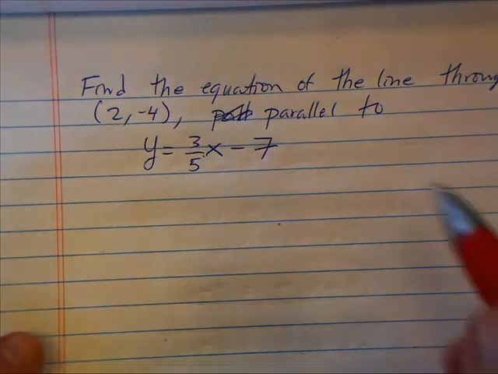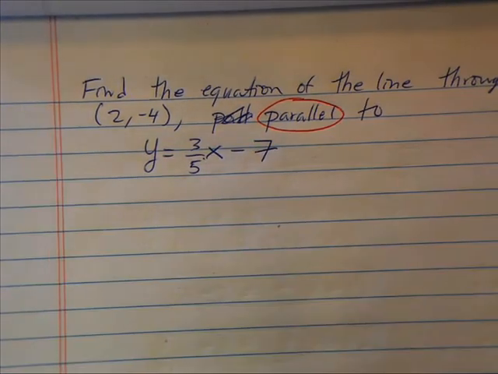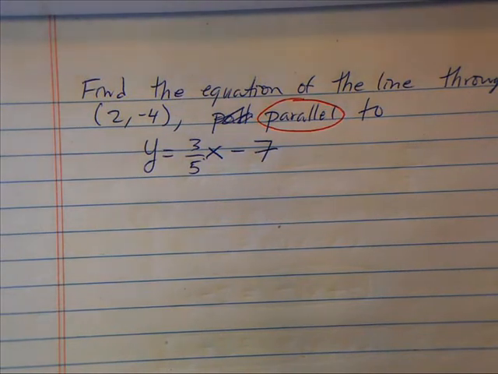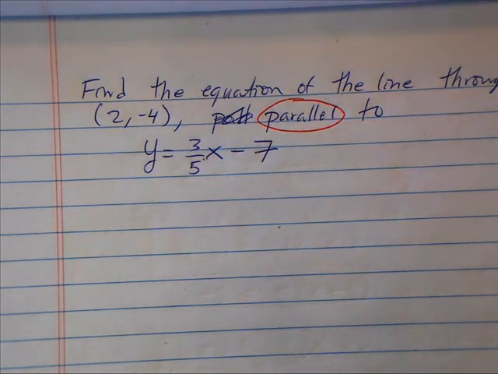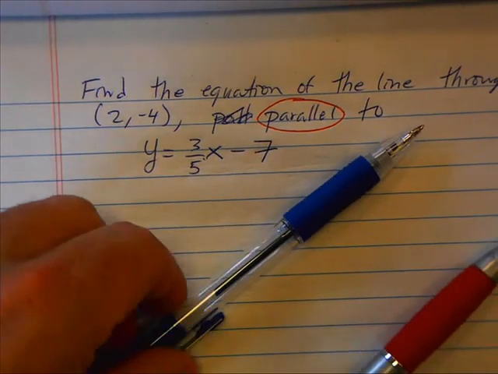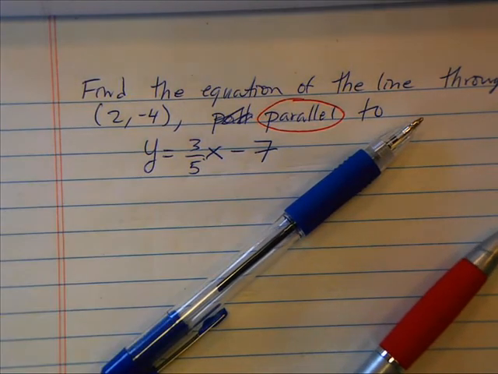Very good. The whole key to this one is this word right here, parallel. What do you know about parallel lines? They have the same slope. Why do parallel lines have the same slope? They don't cross, that's true. But two parallel lines look kind of like this, like my two pens. They're mirror images of each other.